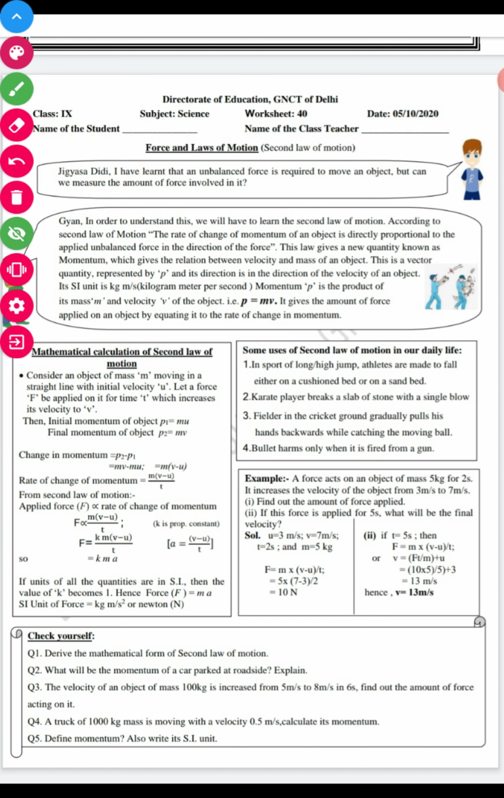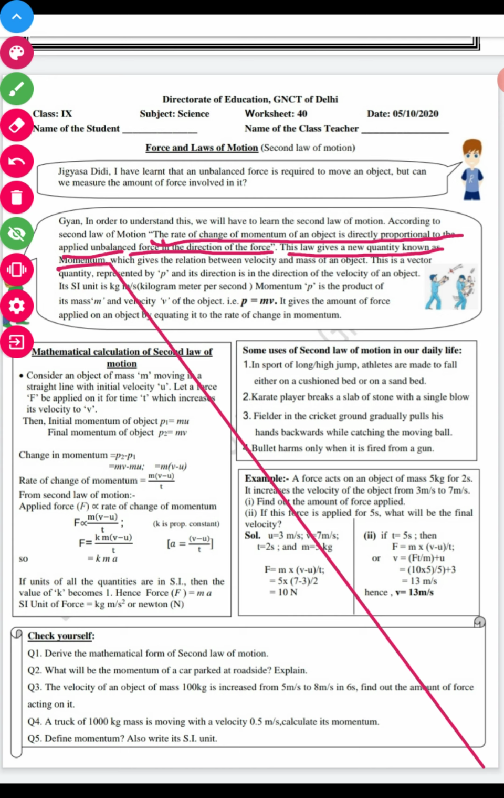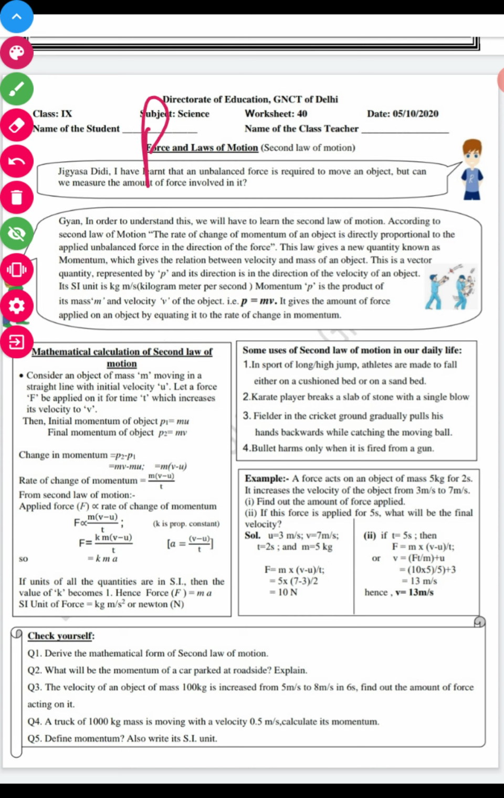Here's the definition of your second law of motion. The rate of change of momentum of an object is directly proportional to the applied unbalanced force in the direction of force. And this law also gives the new quantity known as momentum. So, what is momentum? Momentum is the product of mass and velocity.